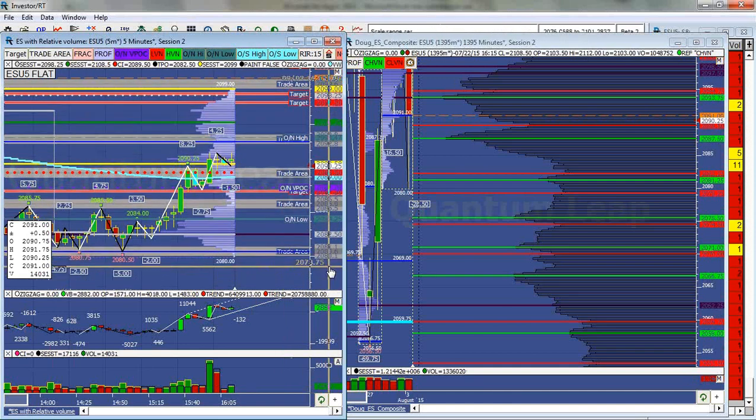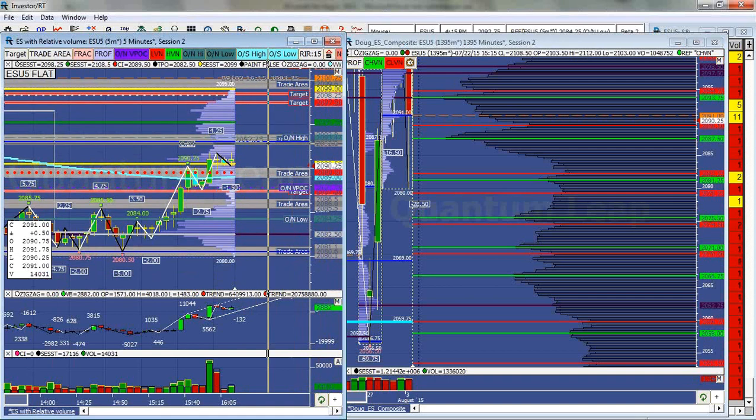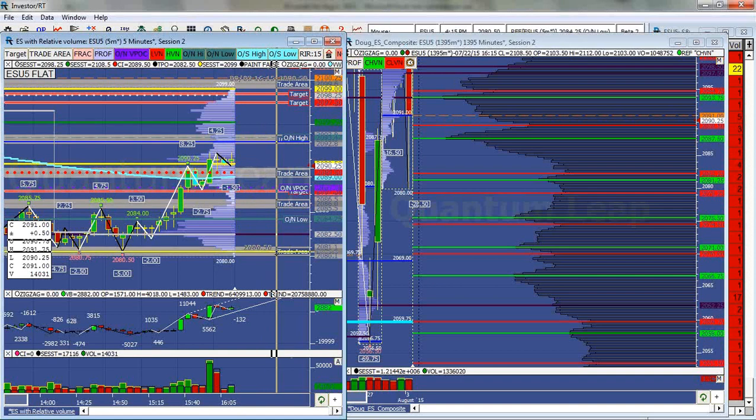If we can't break out of this value, we open auction in range, possibly come up, test that 93.50, see sellers step in, rotate us back down through, test that 86 level, break the 86 and come down and give us an 80% value area destination trade down into the 80.50.